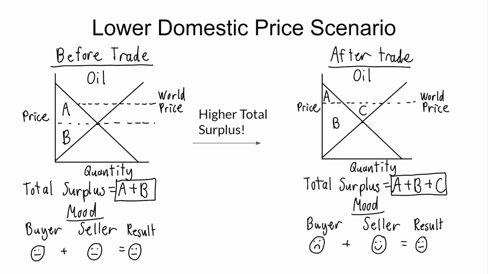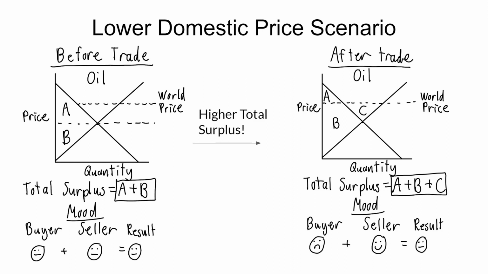Since Canadian sellers can sell their oil for a higher price on the global market, they win from trade and gain a larger producer surplus as seen in Area B. However, Canadian buyers now have to buy the goods for a higher price than they did before, meaning they lose from trade and have a smaller consumer surplus as seen in Area A.